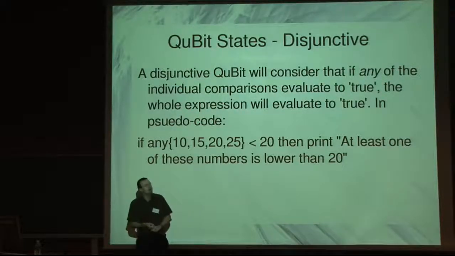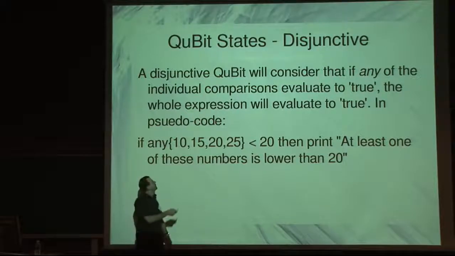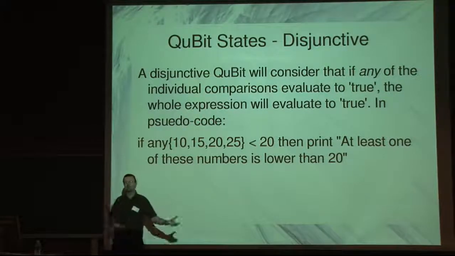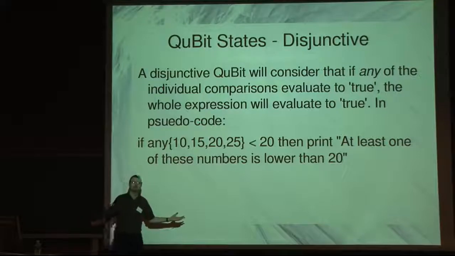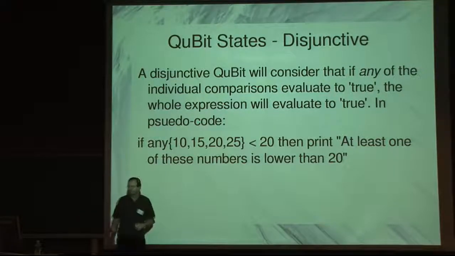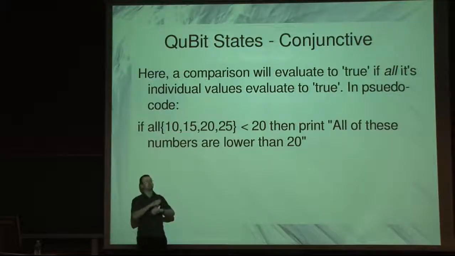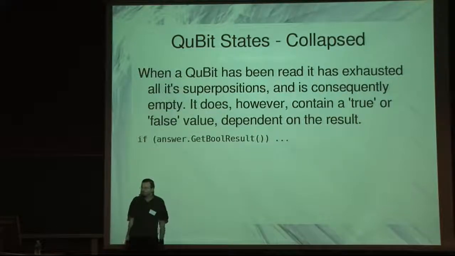So, disjunctive states, that's the any. So if any of the numbers within a particular set are less than 20, then at least one of these numbers is less than 20. We don't know which one, because by the time we have a look at the answer, it's disappeared. But we know at least one of them was less than 20, and that might be good enough. Conjunctive, that's our geeky term for all of them. So all of these numbers will have to be less than 20 in order for the result to be true.